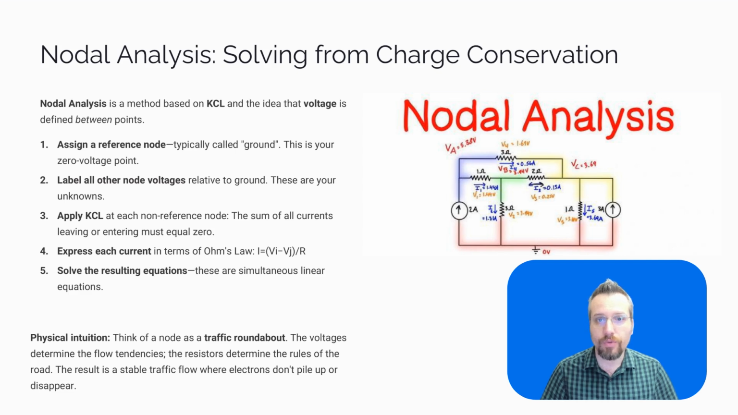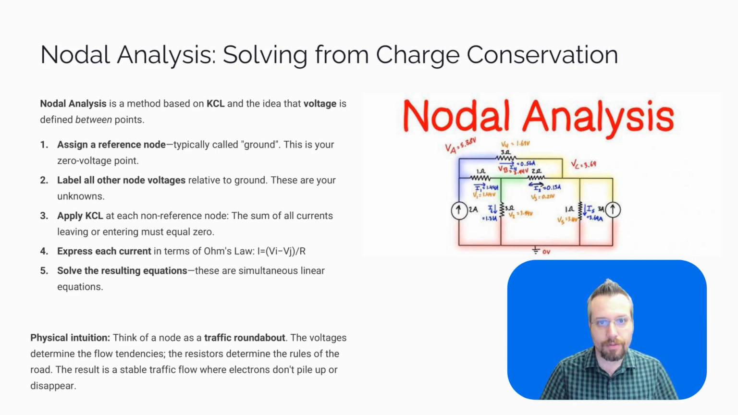In nodal analysis, we focus on voltages. Why? Because current through any component can be written as a function of voltage difference: I equals V_i minus V_j divided by R. So if we know the voltages at each node, we can find all currents. Let's talk about the procedure of nodal analysis. First step is to choose a reference node or ground, then label unknown voltages at other nodes. After that, we apply KCL at each non-ground node, and then express each current using Ohm's law. At the end, we solve the resulting system.